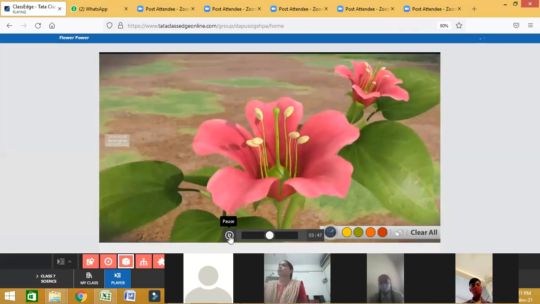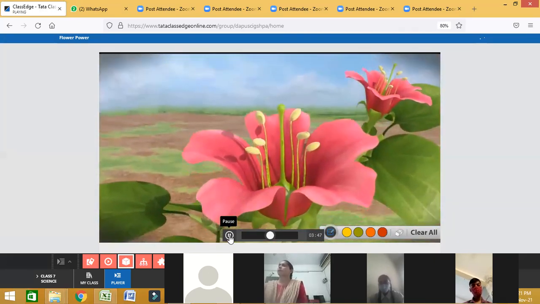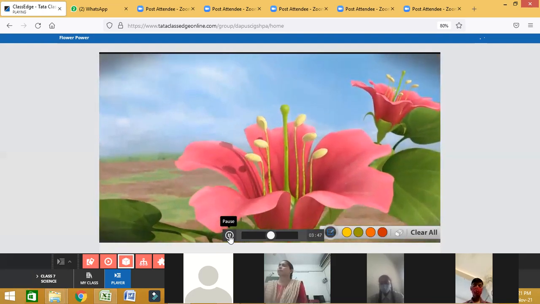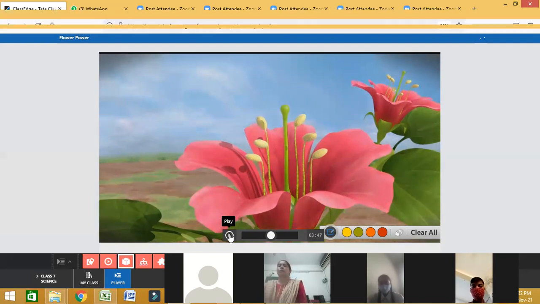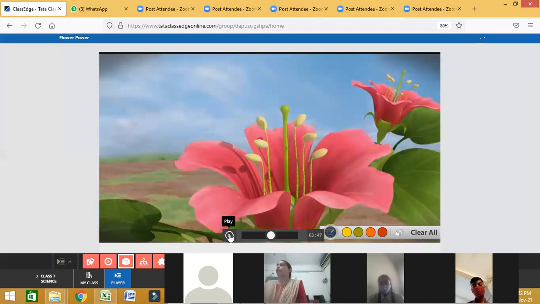Now that we know the basic parts that are involved, let's look at the types of pollination. Here we will see two types of pollination. One is self-pollination, another is... who will tell me? Tanmay. Ma'am, cross-pollination. Okay, self-pollination means in the same flower, and cross-pollination in the different flowers of the same species.